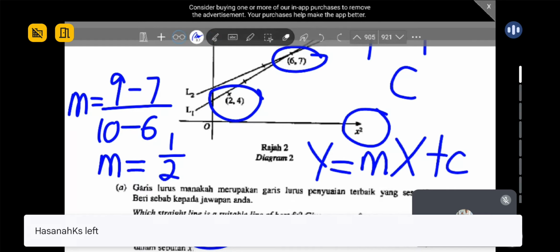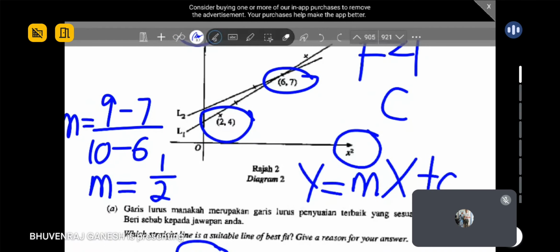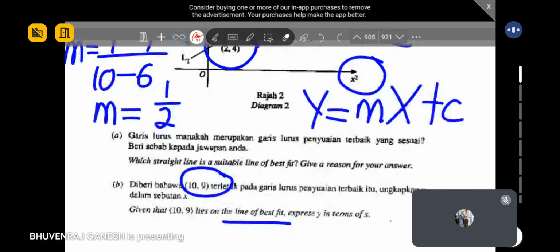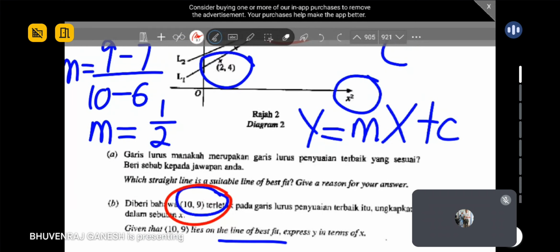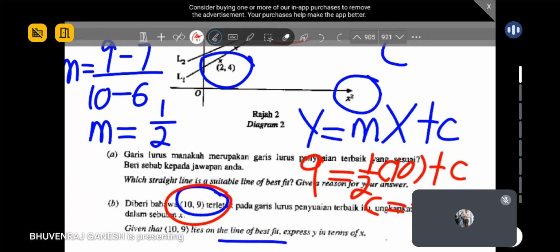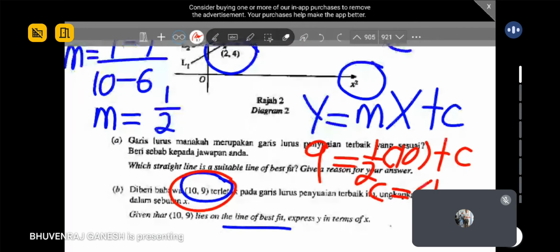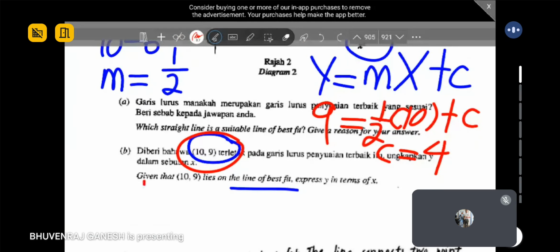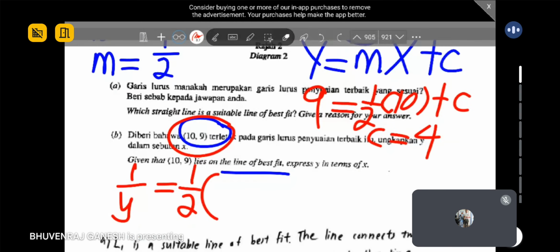Okay, so now y you can choose any coordinate lah. Boleh pilih sama ada coordinate ni ataupun coordinate ni. You just choose any one coordinate to sub. Okay, so let's say I choose 10, 9. So 9 equal to 1 over 2 times 10 plus c. Okay, so c I will get 4. Okay, c saya akan dapat 4. Okay, so now my new equation is 1 over y equal to 1 over 2 x square plus c.